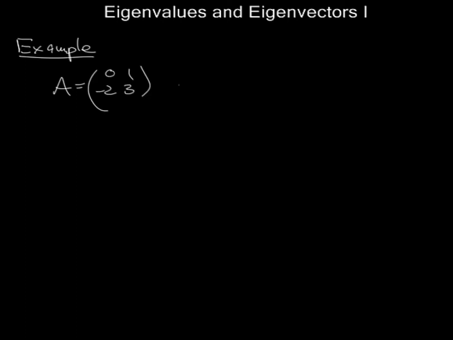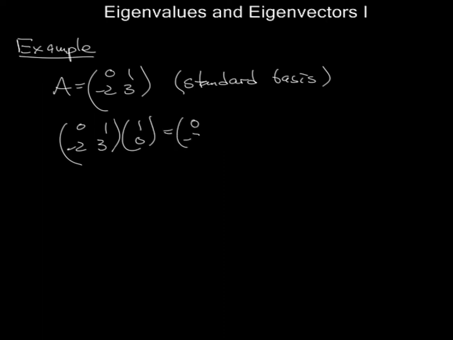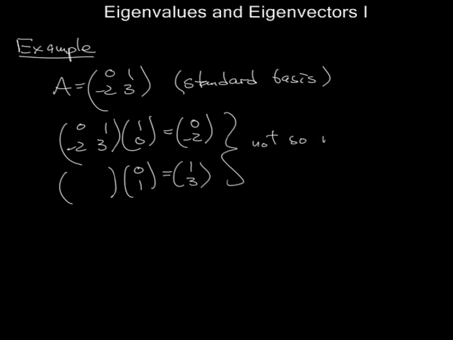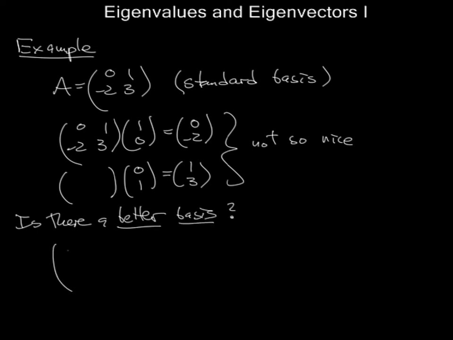Suppose A was this matrix, 0, 1, minus 2, 3 in the standard basis. That's not a particularly nice matrix. I can't really picture what it's doing. It takes (1, 0) to (0, -2) and (0, 1) to (1, 3). And if you draw it, it's a little obscure. So you say to yourself, maybe there's a better basis to use where it'll be clearer what this linear transformation is doing.